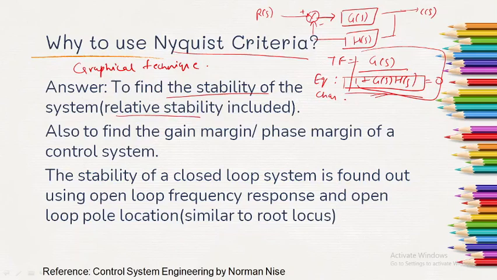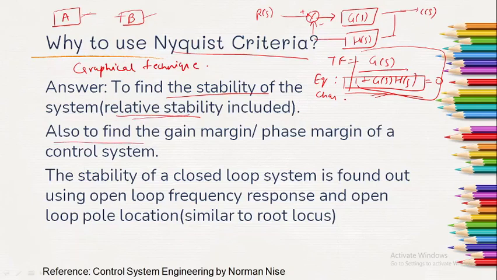What do we mean by relative stability? Suppose we have a system A and a system B, and both these systems are stable, meaning both the systems have all the poles lying on the left hand side of the S plane. So if both the systems are stable, then also we can ask which of the systems A and B is more stable. So a comparison between these two systems can also be made. So the Nyquist criteria does not only tell about the absolute stability of the system, but also the relative stability of the system. It also gives information about that.